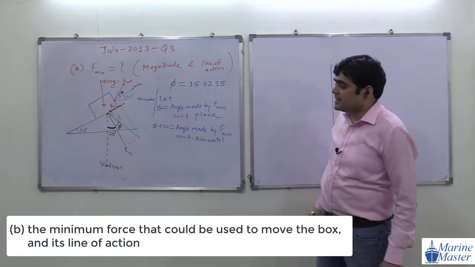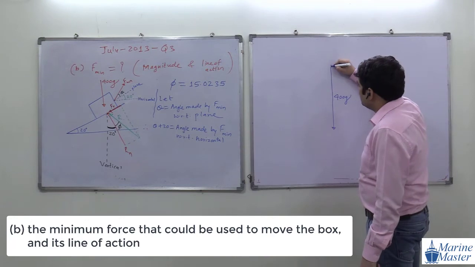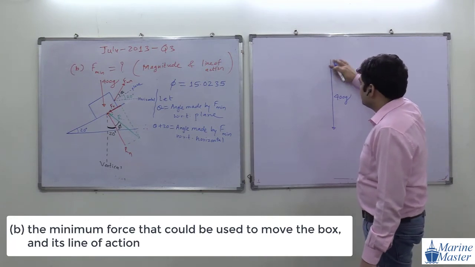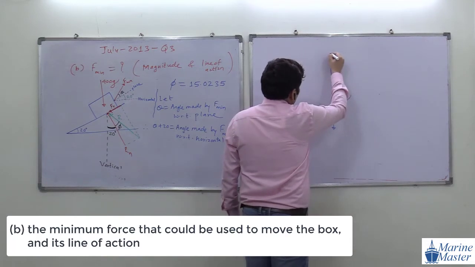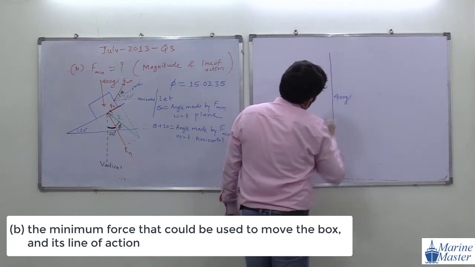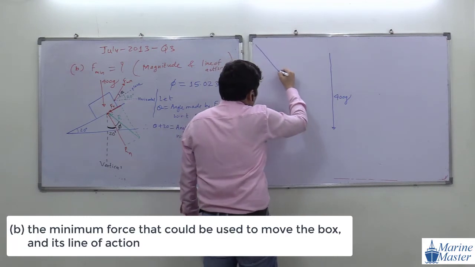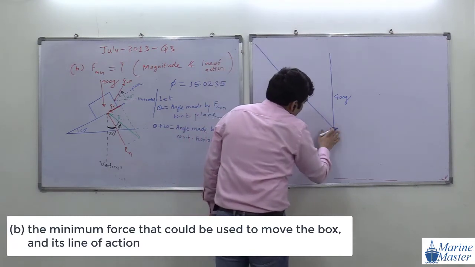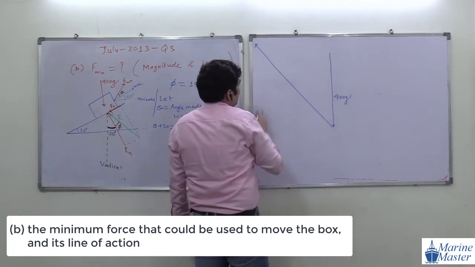400 g, right? Is there any other value? Check it once again. Okay, so that is our weight. Weight is 400 g. Then what are we going to do? We are going to draw a resultant reaction. So this will be our resultant reaction.